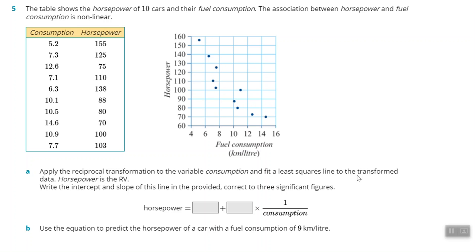This is for Year 12 Further Maths. We're going to look at question 5 from exercise 5D. Okay, so we've got a table that shows the relationship between horsepower of 10 cars and their fuel consumption.